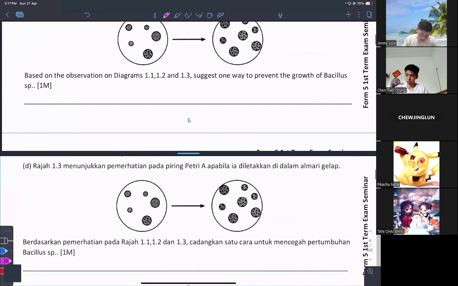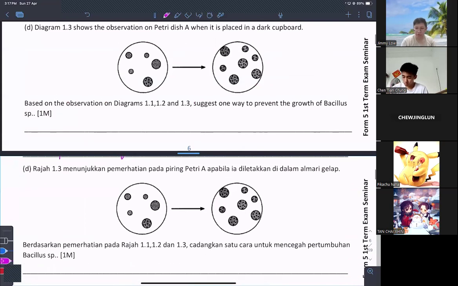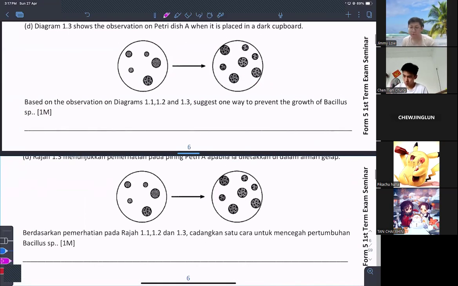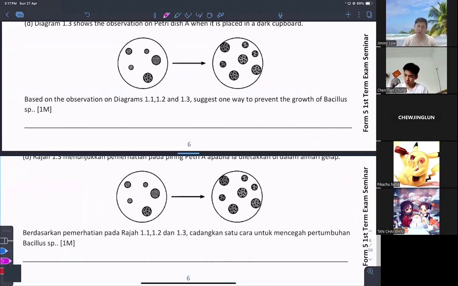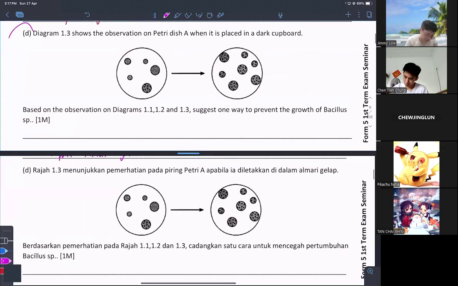Basically, this question would be the proper style of the SPM question. Usually in the SPM question, you can see 4 marks of your format stuff, 1 mark of your application. So this question D is actually an application question. The question will ask you how you apply your knowledge to solve this thing. Suggest one way to prevent the growth of Bacillus sp, which is placed in a dark cupboard.